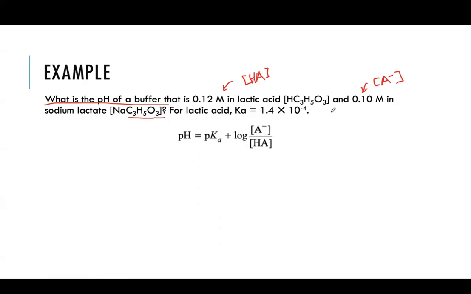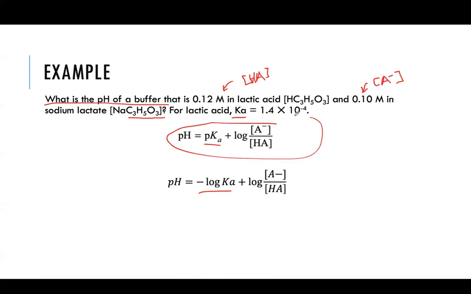Now I can plug that into the pH equation, the Henderson-Hasselbalch equation. Here I'm going to say that pH equals pKa plus log of A minus over HA, and I can plug all the numbers in. Note that pKa is negative log of Ka, so I can expand pKa to negative log of Ka. Sometimes you're given pKa already, but in this case, I'm just given Ka, so I need to convert Ka to pKa by doing negative log of Ka. This starting equation will be given on the AP exam equation sheet.